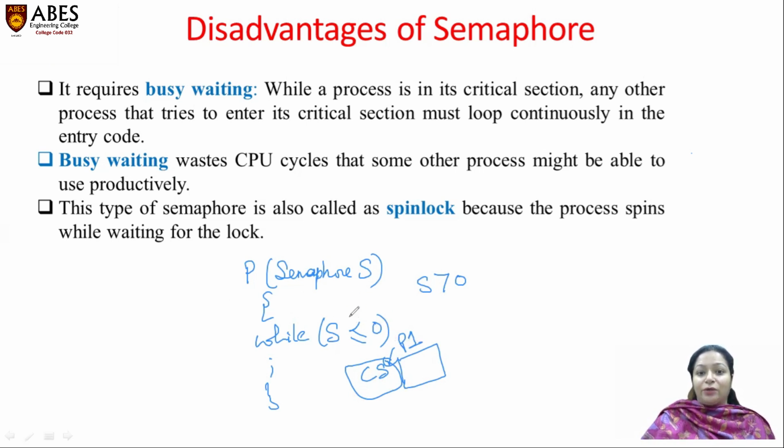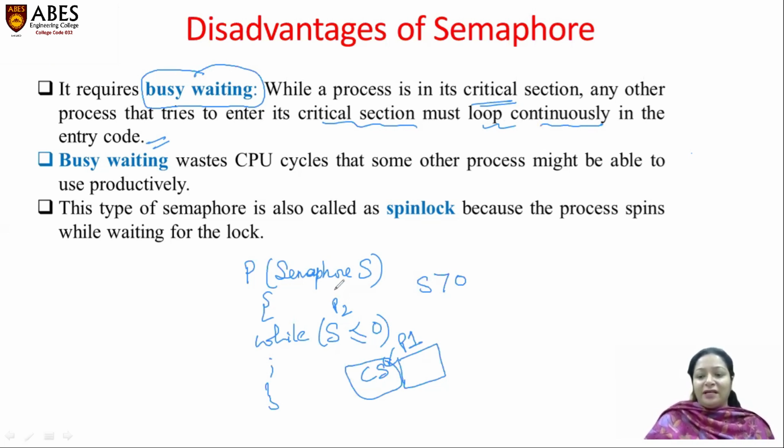So that scenario is called busy waiting, that the particular process P2, say for example, is continuously looping in this while loop, because it continuously gets this condition as true and it is unable to enter the critical section. Why? Because P1 is already executing in its critical section. So the major disadvantage of semaphore is busy waiting. Busy waiting means that while a process is in its critical section, any other process that tries to enter the critical section must loop continuously in the entry code.